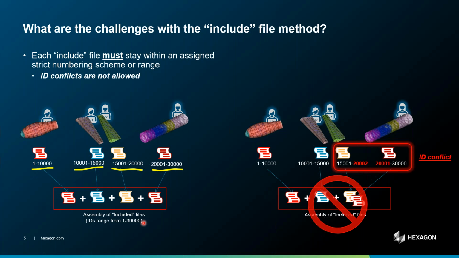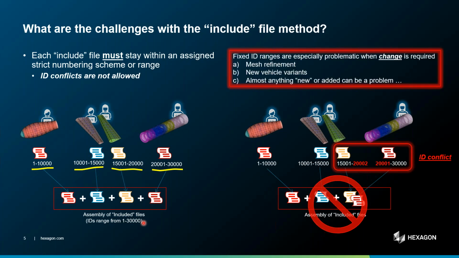I know what my ID range is, and I'm going to build an appropriate model that fits in that ID range. The problem occurs when change happens, and change always happens. I mean, change really is the only constant. So whether or not I have a requirement to refine the mesh a little bit, what if I'm going to refine it so that I now spill outside of my ID range? What am I going to do about that? There could be new vehicle variants. Almost anything new or added can be a problem when it comes to managing the ID range that you have been allocated.